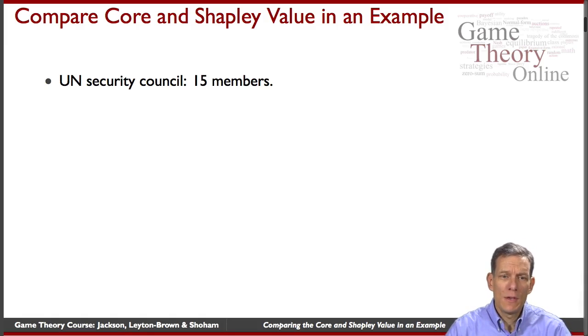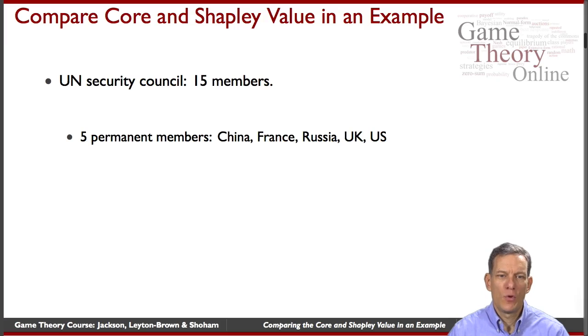So think about the UN Security Council. The United Nations has a Security Council, which often passes resolutions, among doing other things, which can be very important in international politics. In particular, there are 15 members of the UN Security Council at present. How does this work? There are 5 permanent members of the council: China, France, Russia, the UK, and the US. And so they're always in the Security Council.